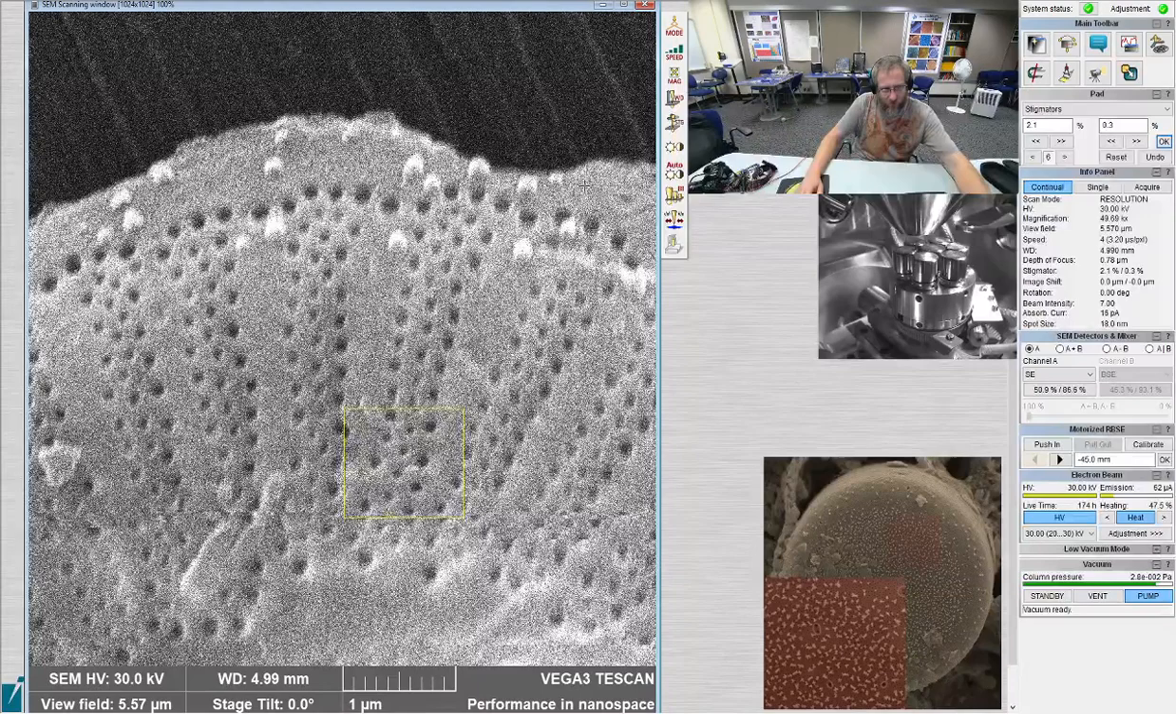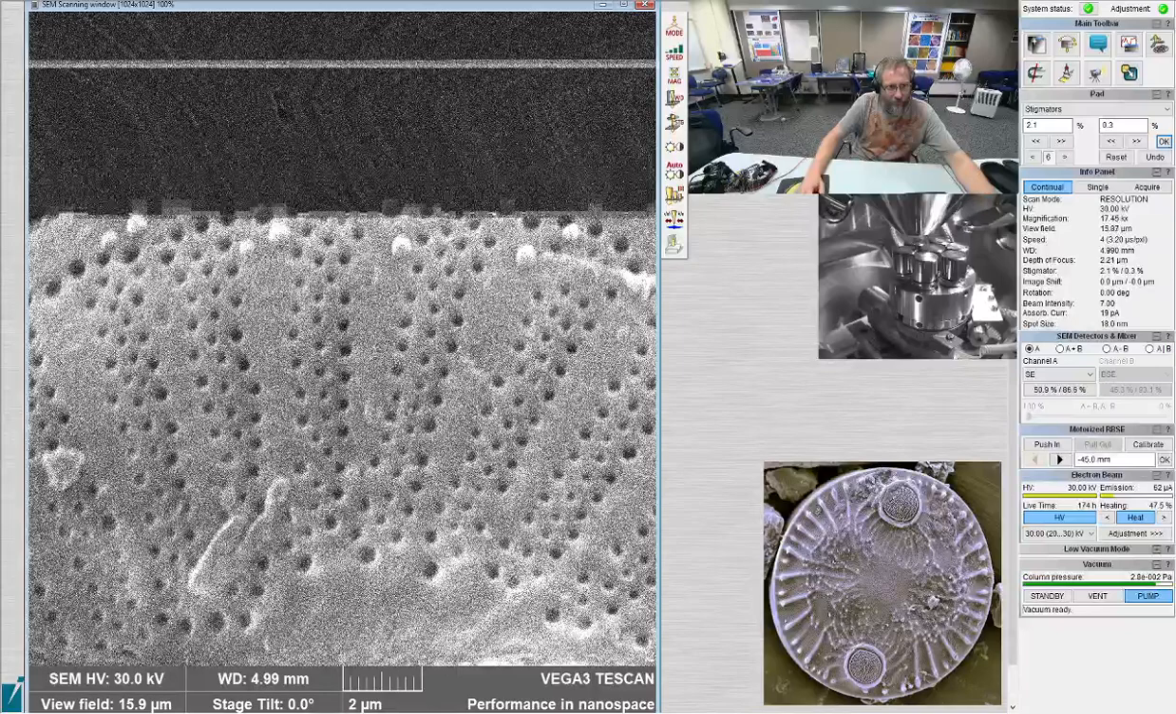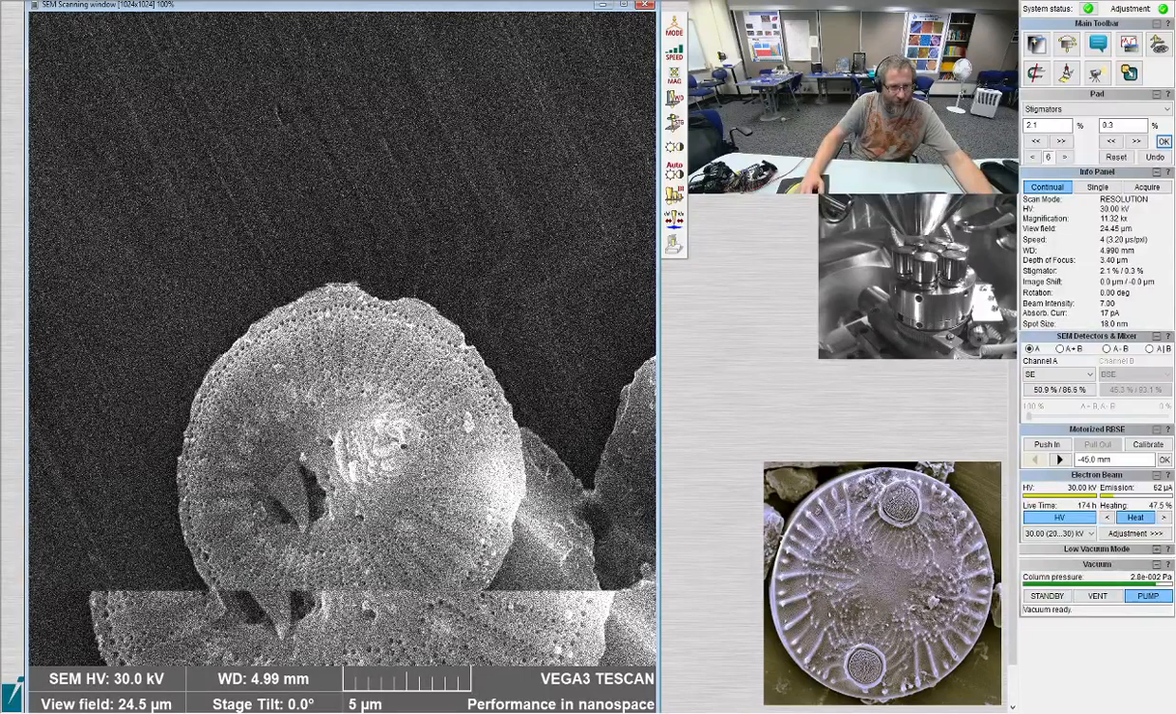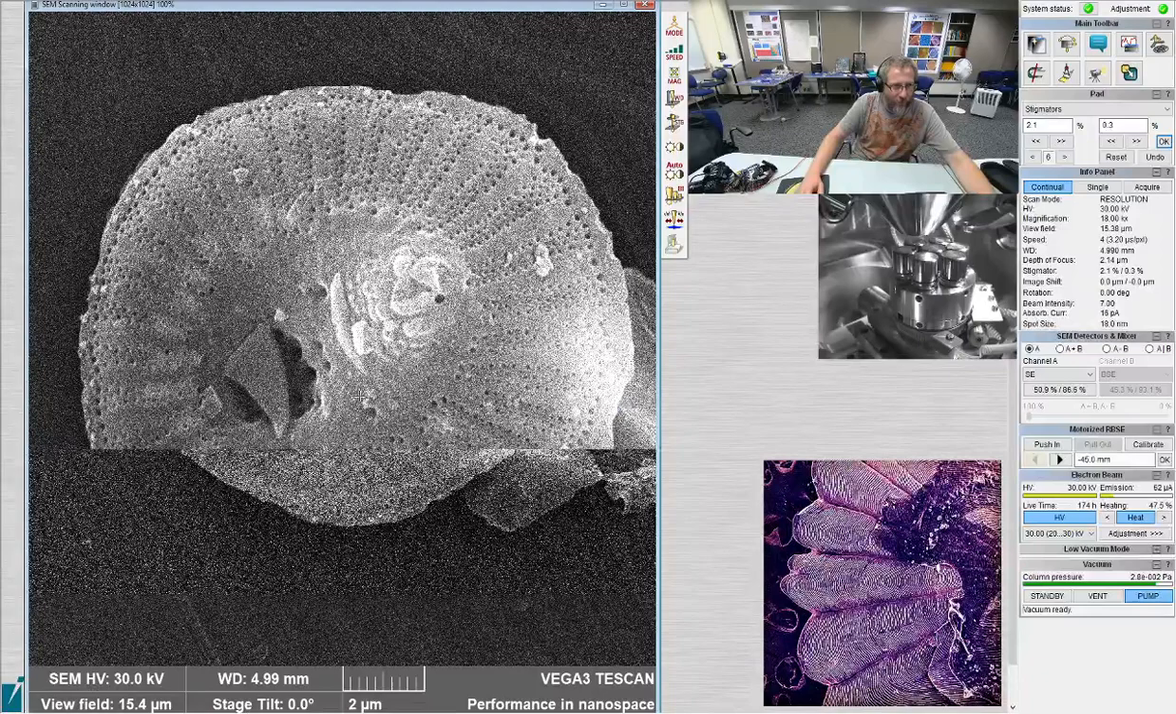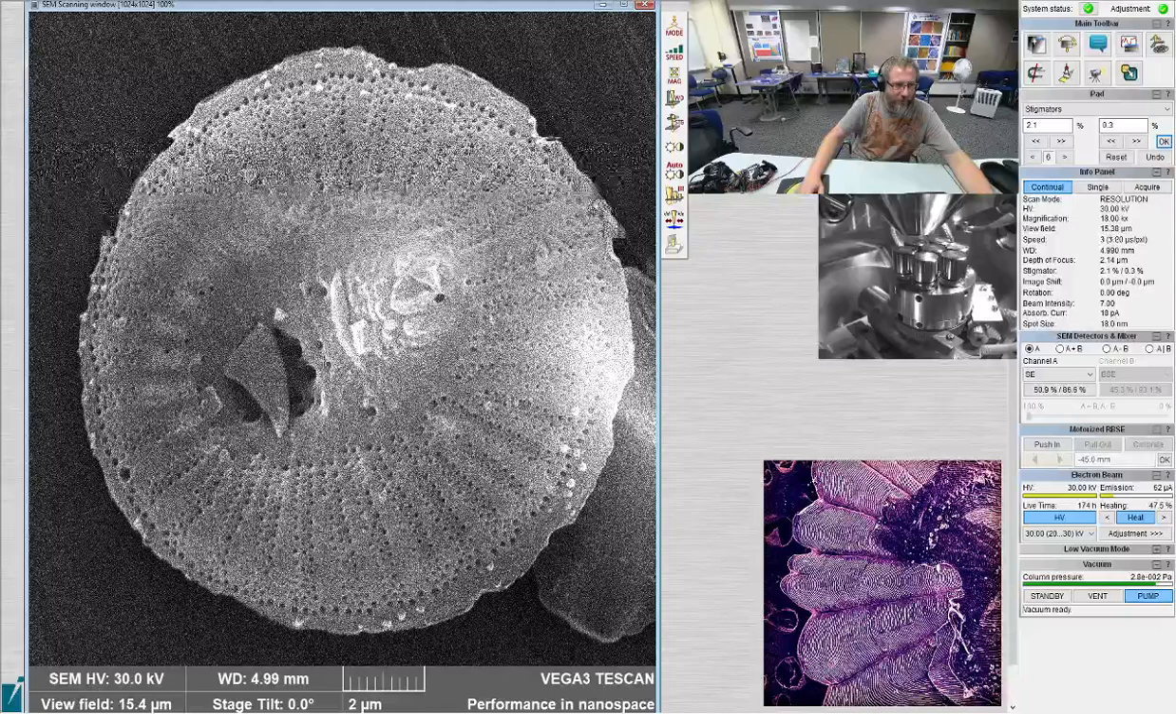Better. Man, that thing is really like, that undulation is really sharp. Weird looking diatom.